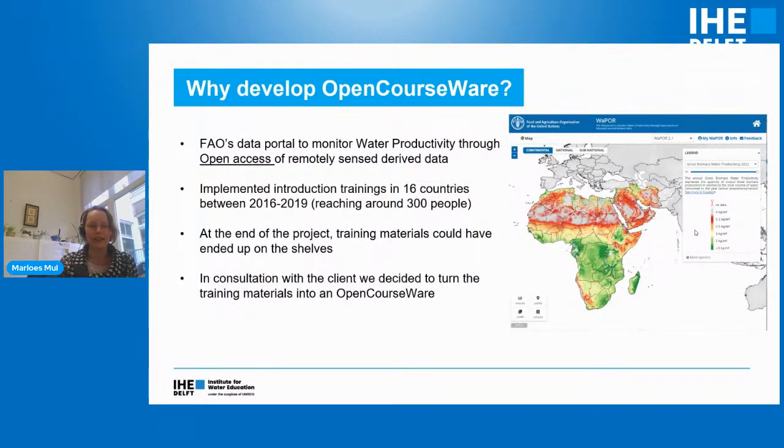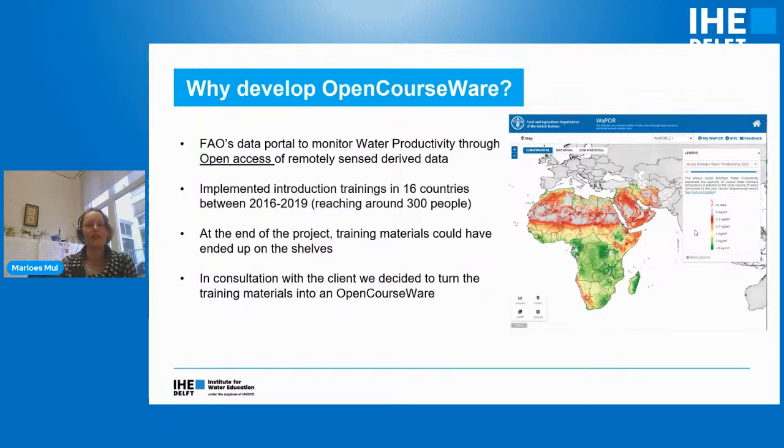So why did we actually decide to develop a MOOC? We're part of a project that is about providing an open access database on spatially derived data regarding evapotranspiration and biomass production, and that is hosted by FAO. It's the Vapor database. Over a number of years, we've implemented many trainings. We visited 16 countries, and we trained about 300 people on what this database is about, how to use it, and what can be done with the database.